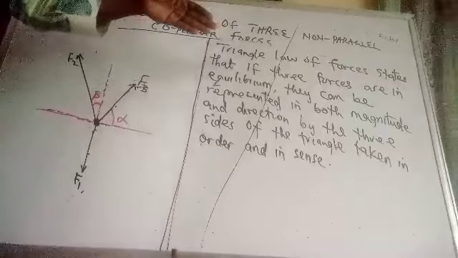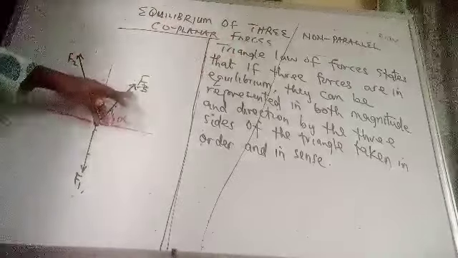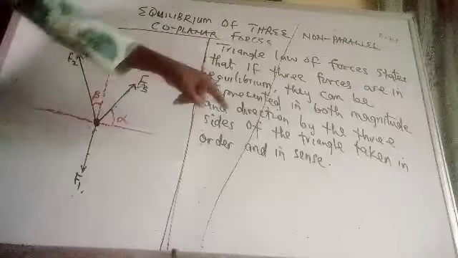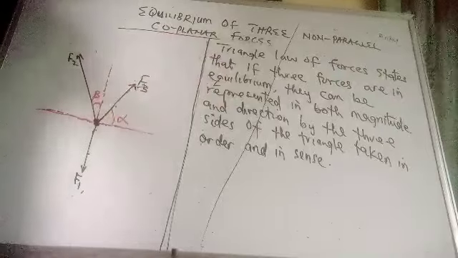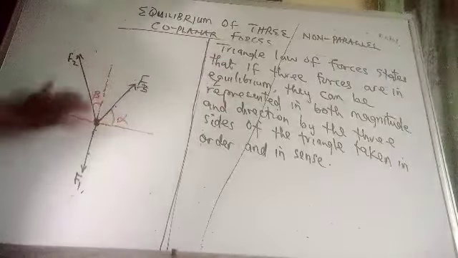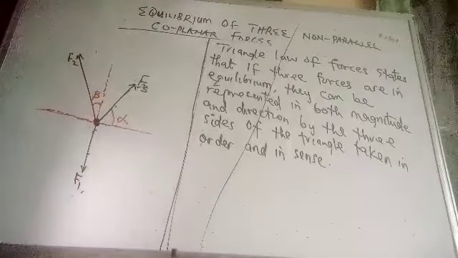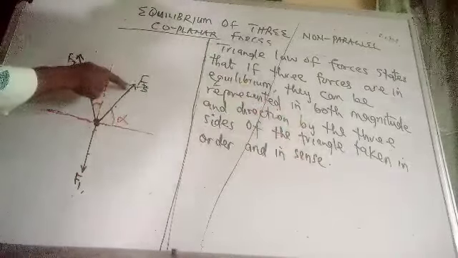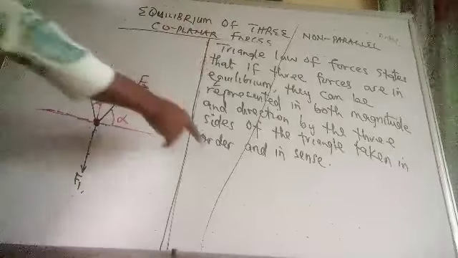So the law states that if three forces are in equilibrium, as we see here, they can be represented in both magnitude and direction by the three sides of the triangle, taken in order and in sense. What does that really mean? If you look at this plane, that means we can turn these three forces into a triangle, a shape of a triangle, right? But in order means that the arrows must still maintain their directions. That is number one, in order.